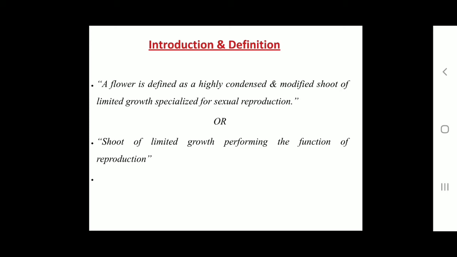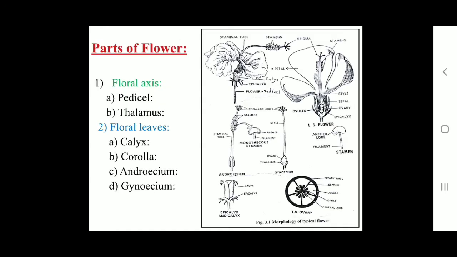So we must know the definition of this flower. So here flower is defined as a highly condensed and modified shoot of limited growth specialized for sexual reproduction, or a shoot of limited growth performing the function of reproduction. So this is the definition of flowers. Then after that we must see the parts of flowers.